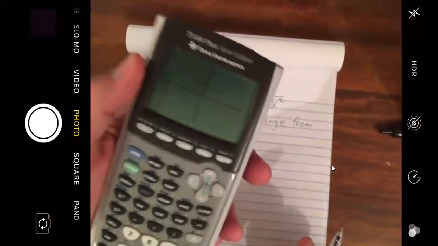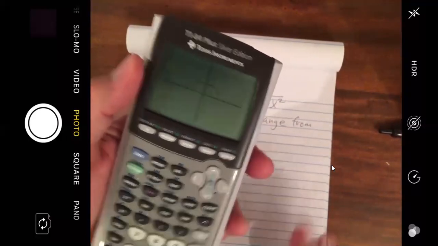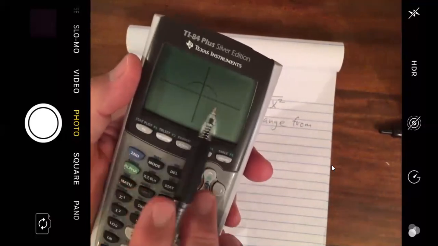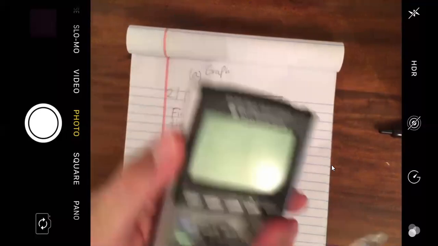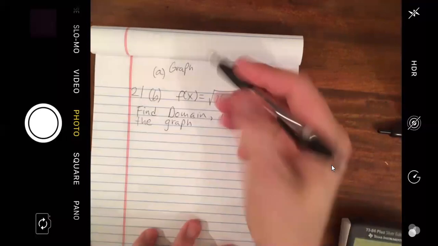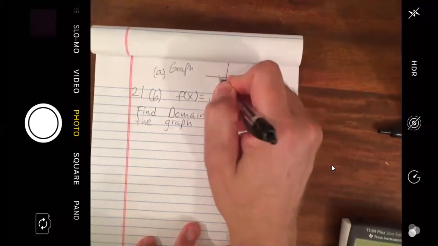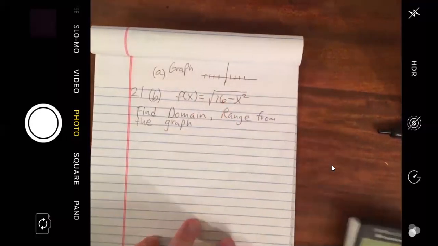I don't know if you recognize that, but that's basically the top half of a circle. Notice it doesn't seem to connect down to the x-axis. This is where these graphing calculators can mislead you. One, two, three, four, up to negative 4. 1, 2, 3, 4.